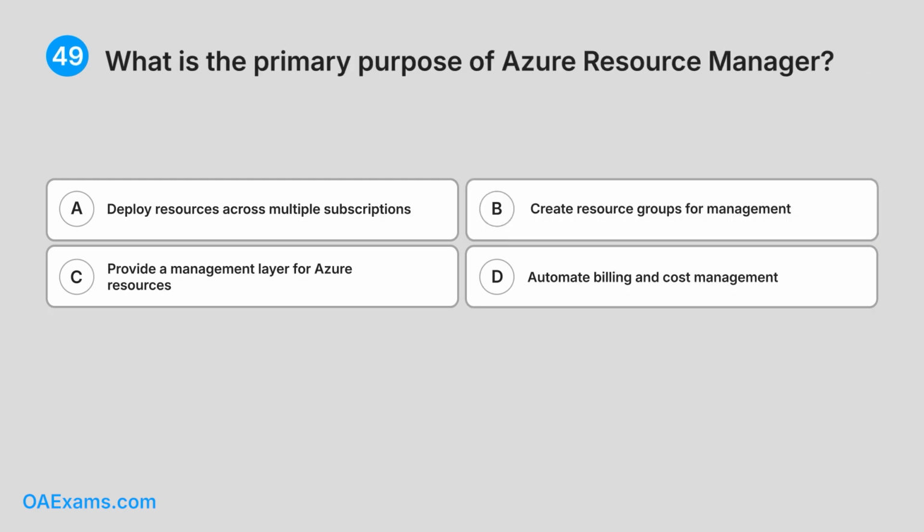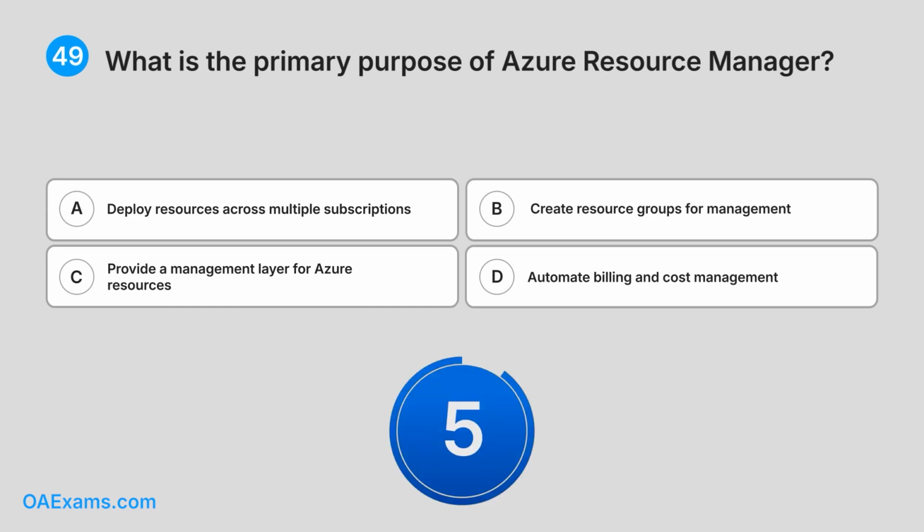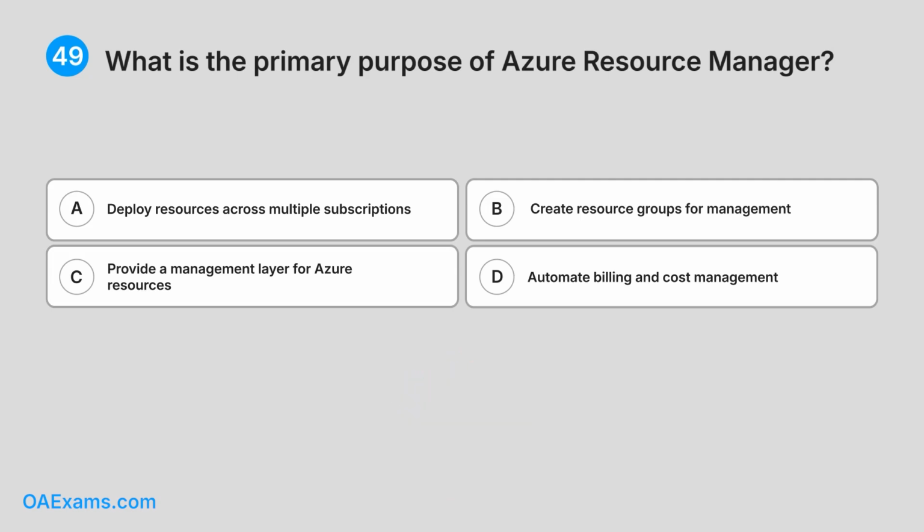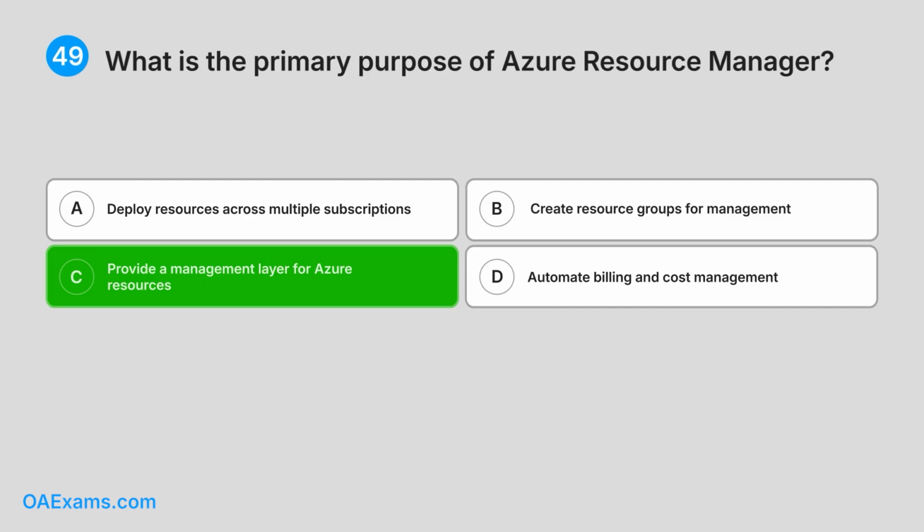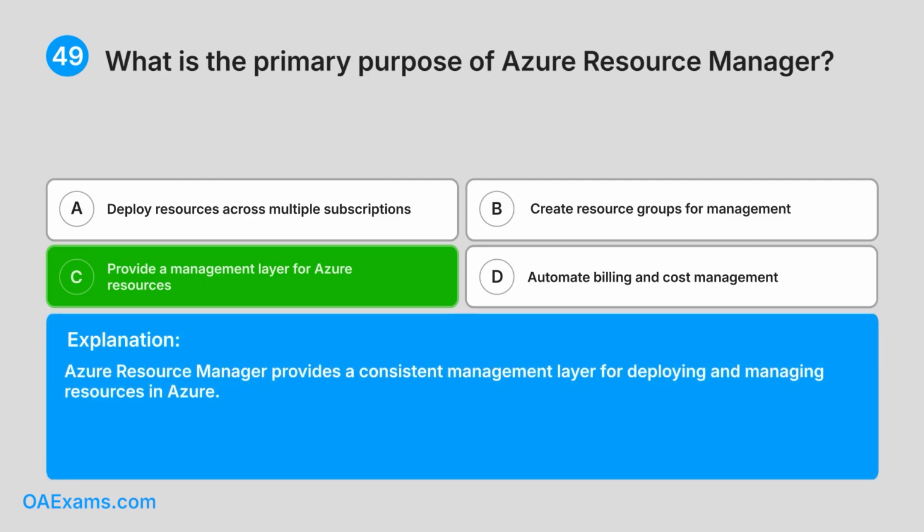49. What is the primary purpose of Azure Resource Manager? A. Deploy resources across multiple subscriptions. B. Create resource groups for management. C. Provide a management layer for Azure resources. D. Automate billing and cost management. Can you guess the answer? Correct answer C. Explanation: Azure Resource Manager provides a consistent management layer for deploying and managing resources in Azure.